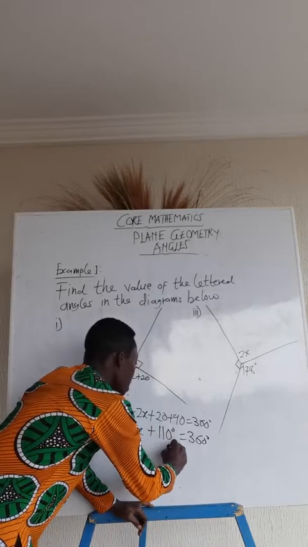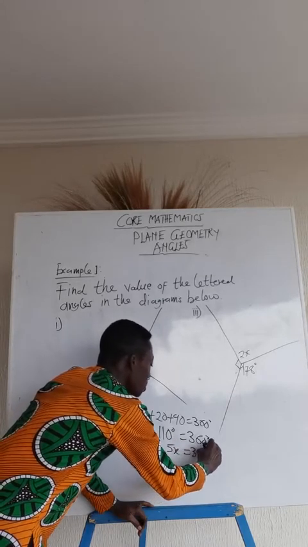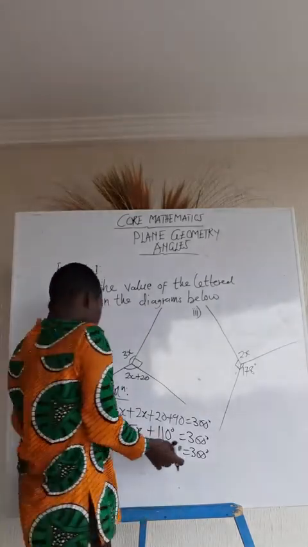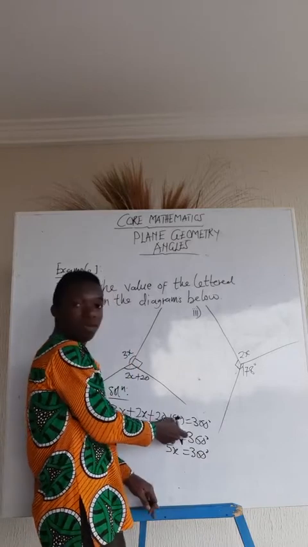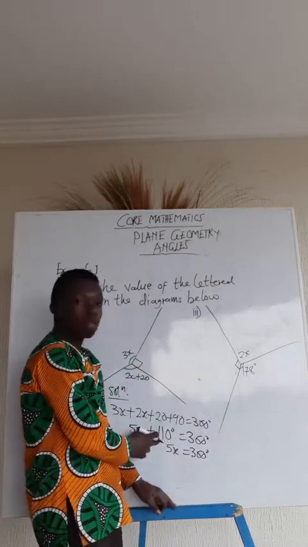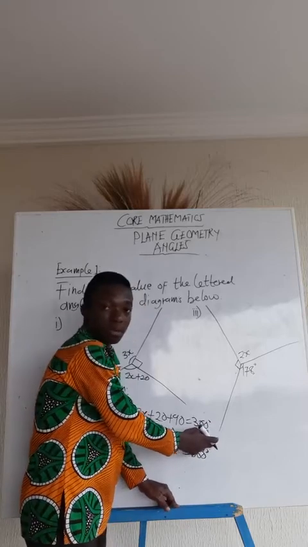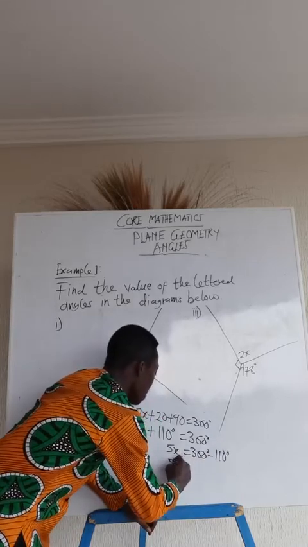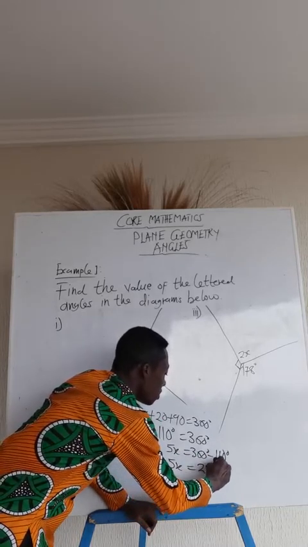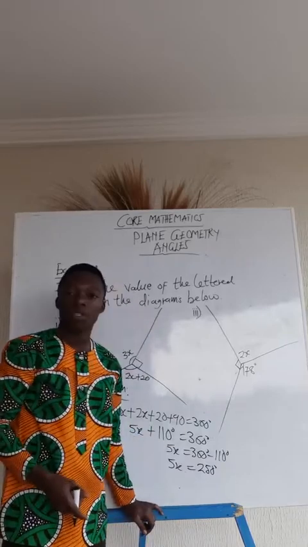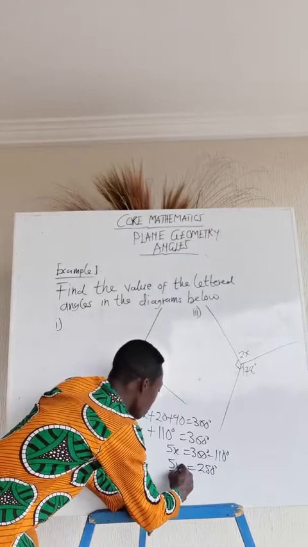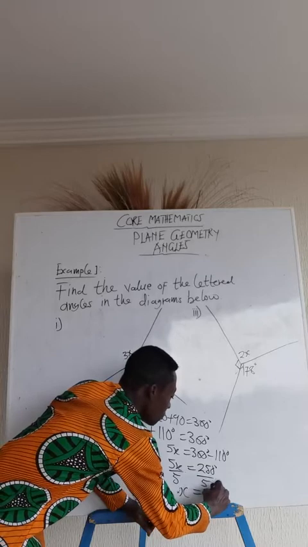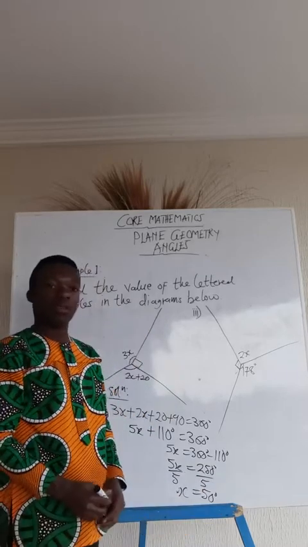For me to cancel off this 110 from my left-hand side, I'll subtract 110 from both sides. Or better still, when this 110 joins 360, it becomes negative. So 5x is equal to 250 degrees, which is what I get when I take 110 from 360. Then I divide both sides by 5. Therefore, my x is equal to 50 degrees. So that's the value of my x.